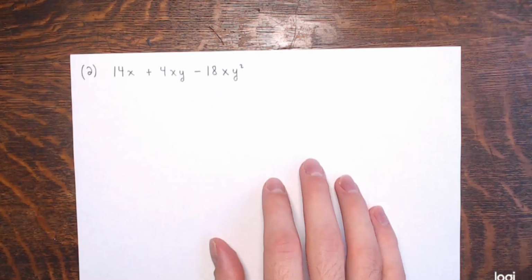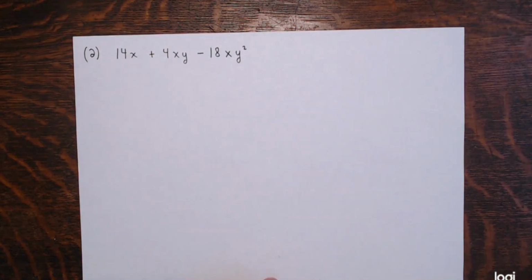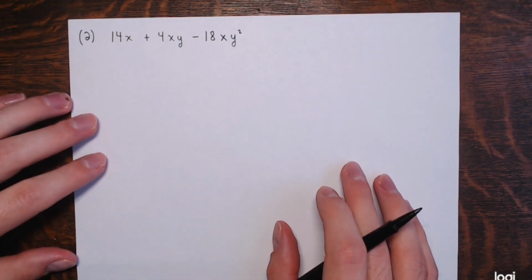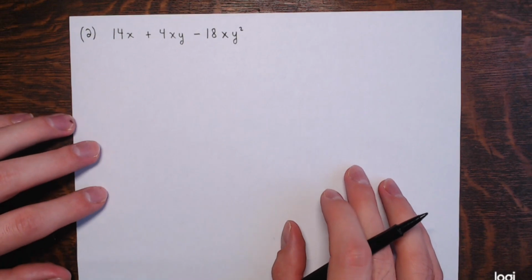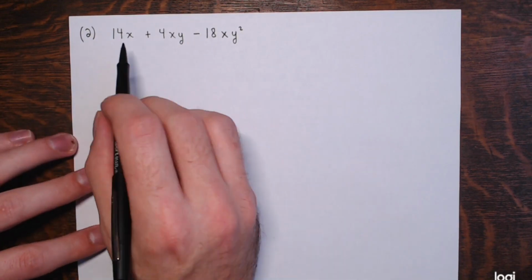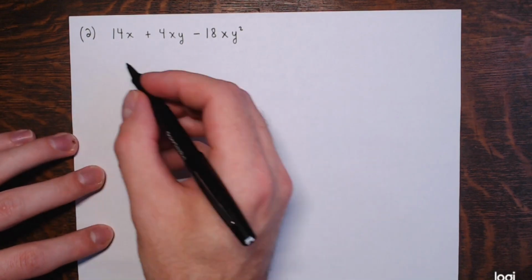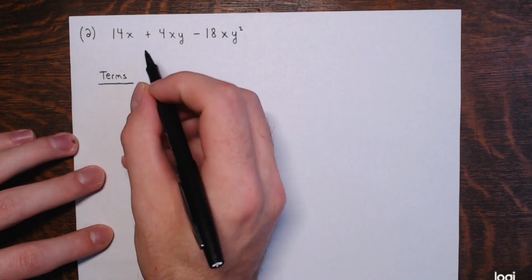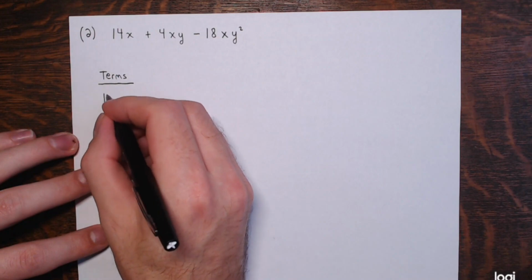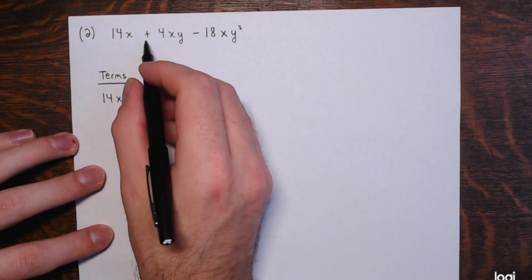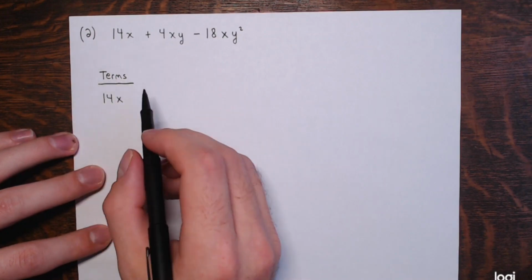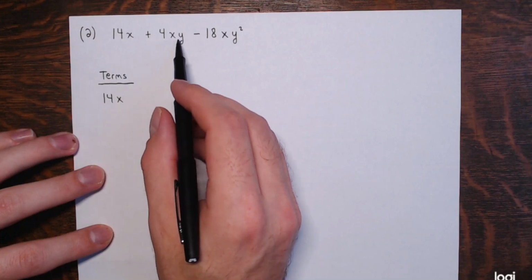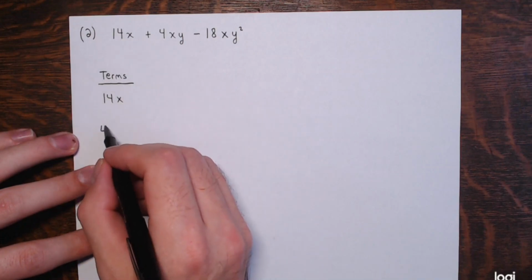So next question, same instructions. 14x is a term. So I'm going to list the terms here. 14 times x, that's a product before a plus sign, before addition. So there's a term. Then 4 times x times y, that's the next term.